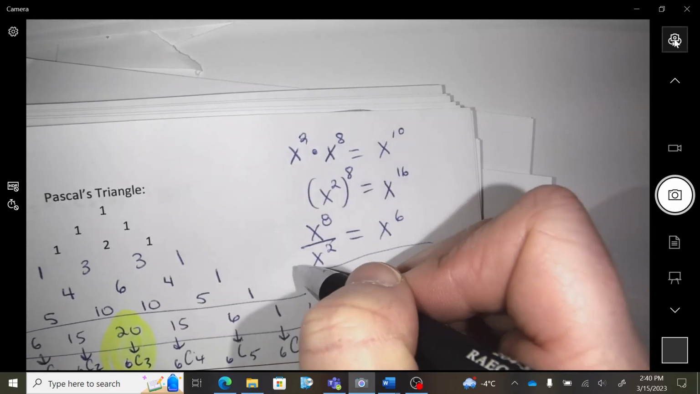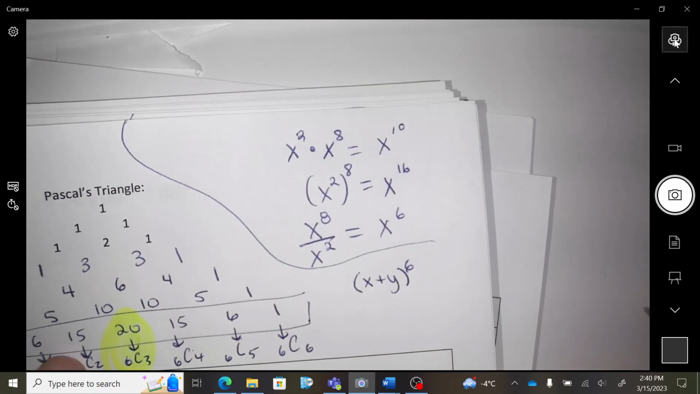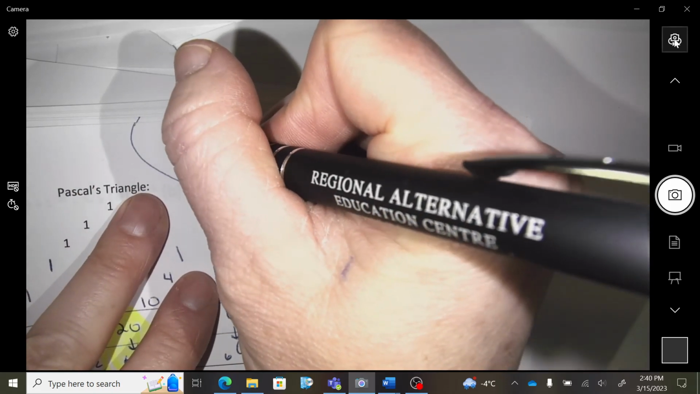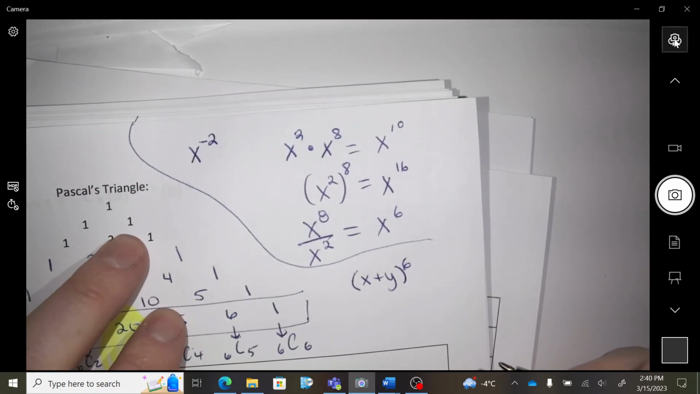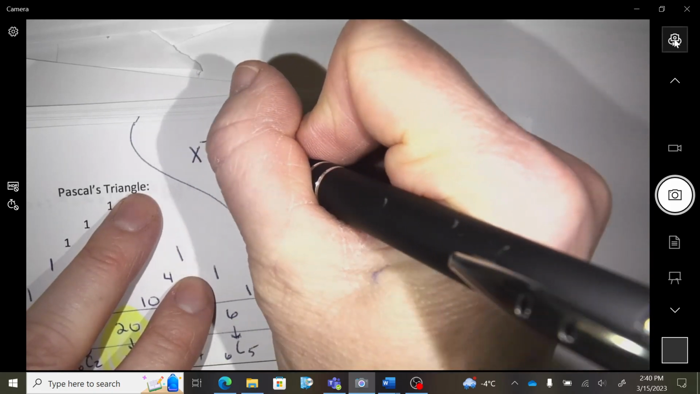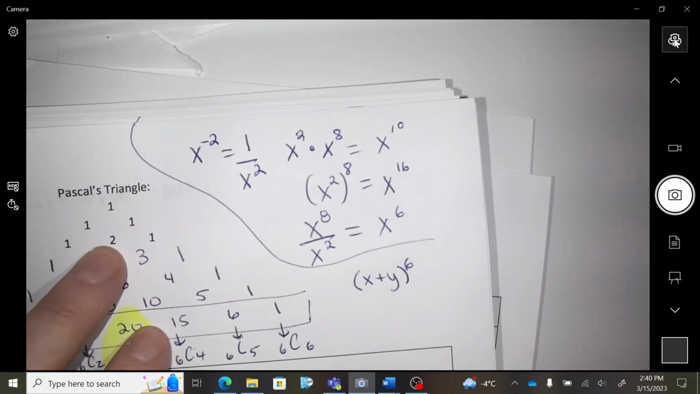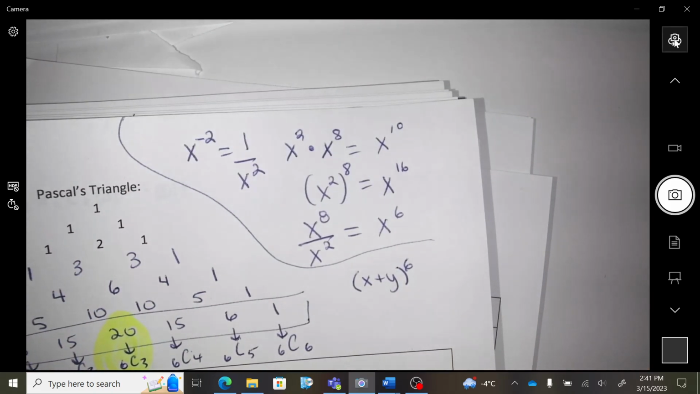And what else did you learn in grade 9 that might be very helpful here? X to the negative 2. Do you remember negative exponents? Scary or remember? 1 over x squared. You learned that all in grade 9, and then it was recapped in grade 10?